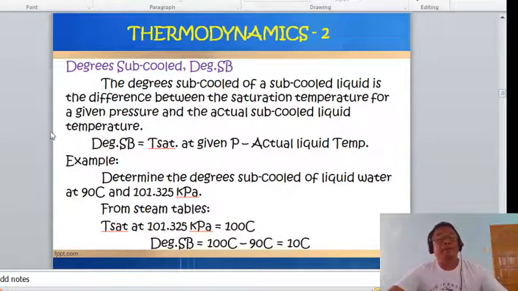Example class. Determine the degree subcold of liquid water at 90 degrees and 101 kilopascal. So, take note class. The saturation temperature at 101 is 100 degrees Celsius, even if you look at it in table 2 of the steam table. So, take note now, the degree subcold is equal to the saturation temperature minus the actual temperature of the subcold liquid. Okay, so therefore, class, the degree subcold now is 10 degrees.